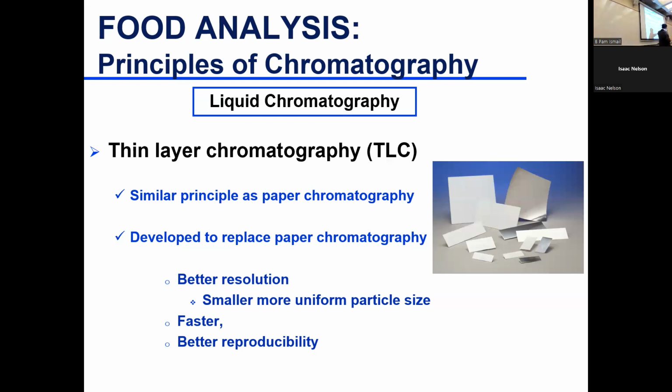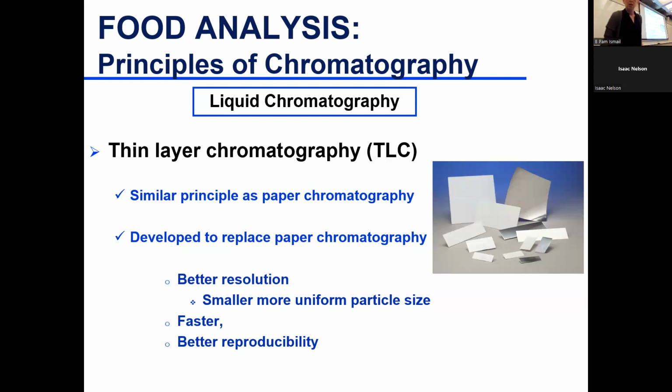Because when we use thin-layer chromatography, we have material with very small particle size, smaller than the particle of the paper. So then you have more uniform particle size across the surface. With that, we have faster movement of the solvent and the constituents. And we have better reproducibility. If we run the same sample multiple times on different thin layer chromatography plates, then I'll get similar results, or similar what we call RF values.